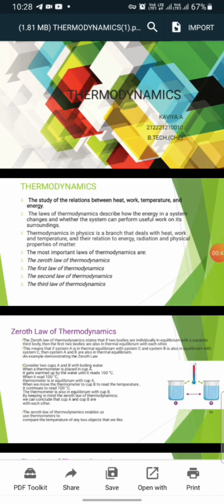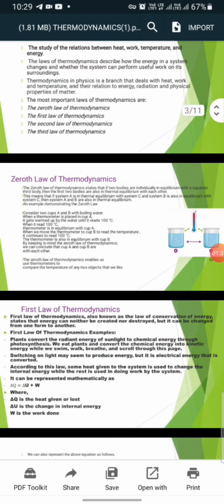An example demonstrating the zeroth law: this given diagram represents the zeroth law of thermodynamics. Consider two cups A and B with boiling water. When a thermometer is placed in cup A, it gets warmed up by the water until it reaches 100 degrees Celsius. When it reaches 100 degrees Celsius, the thermometer is in equilibrium with cup A. When we move the thermometer to cup B to read the temperature, it continues to read 100 degrees Celsius. The thermometer is also in equilibrium with cup B. By keeping in mind the zeroth law of thermodynamics, we can conclude that cup A and cup B are in thermal equilibrium with each other.